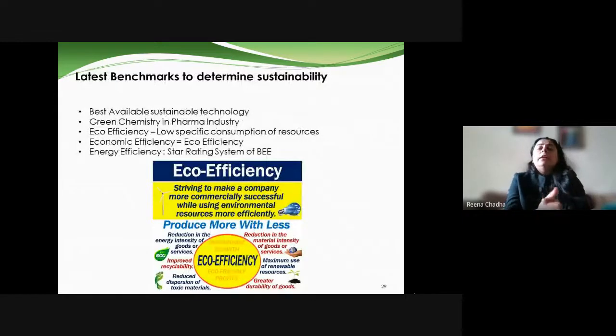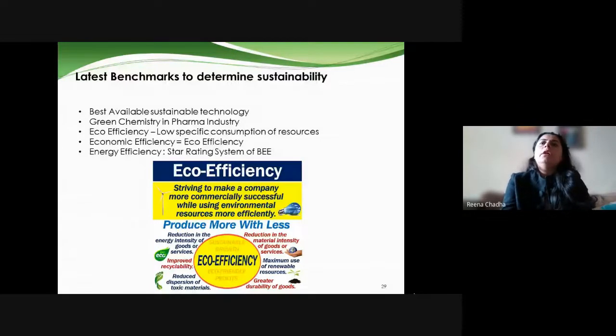Now, what are the latest benchmarks? Nowadays, if we determine sustainability, earlier people used to go for environment-friendly projects or think about the environment only when they were charged a fine. Only when the industry was denied consent to operate, consent to establish, or environment clearance, then they used to think, okay, let me introduce some environment friendly concepts so that the people in the committee who give environment clearance will give me an environment clearance.